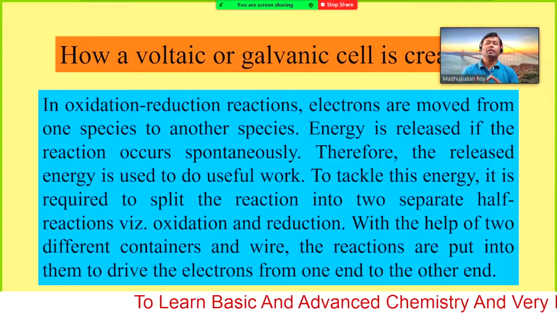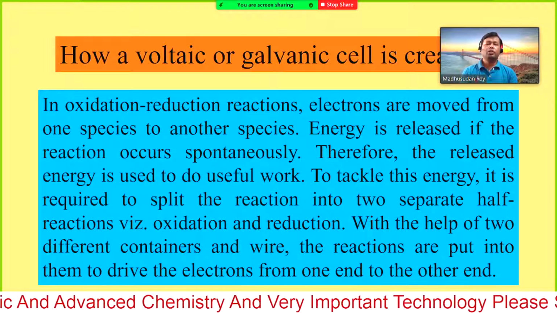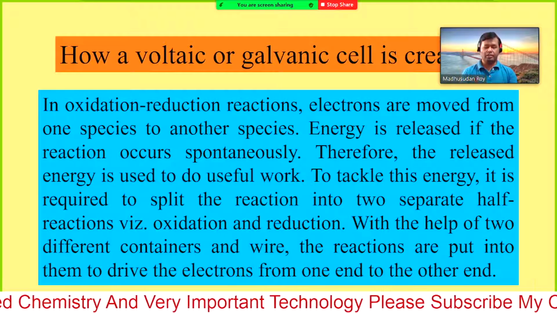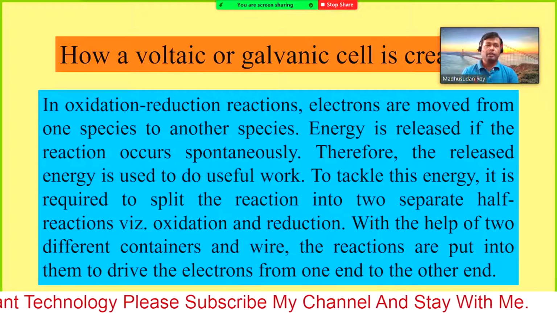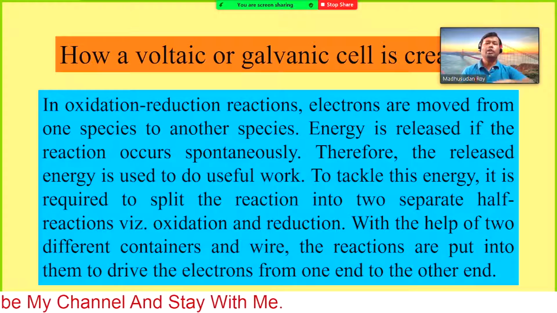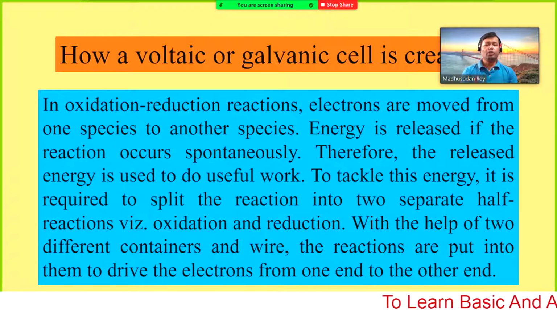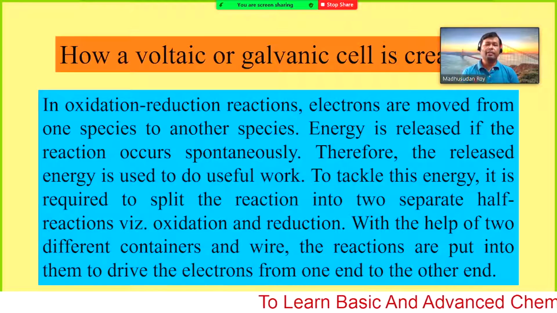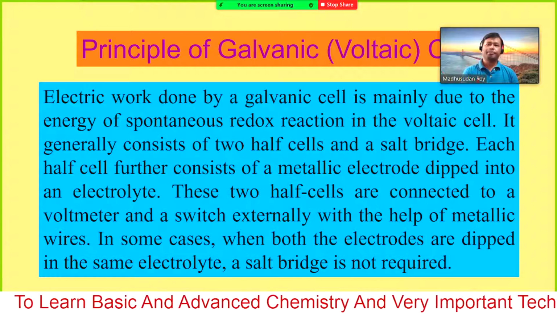But in that case you need to make some fence or partition, so that the reactants or chemicals do not pass, and only the ions can pass. It is a semipermeable membrane or something like this. With the help of two different containers and wire, if we put the half reactions in two different containers, then we need to put some extra connection, known as a salt bridge. What is a salt bridge? Maybe in the next class I will discuss it in detail.